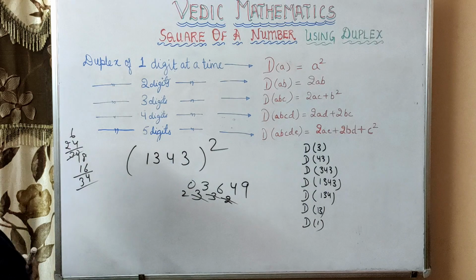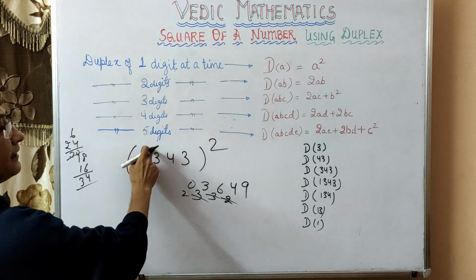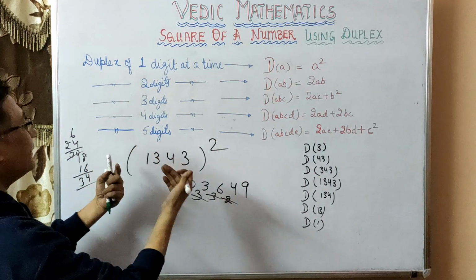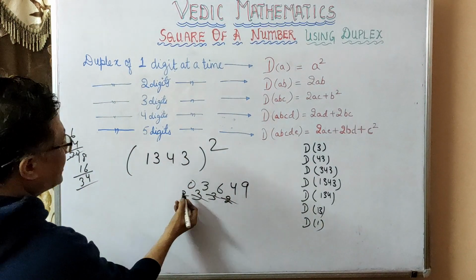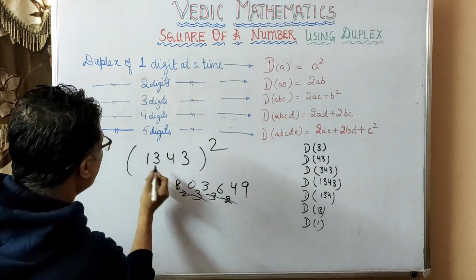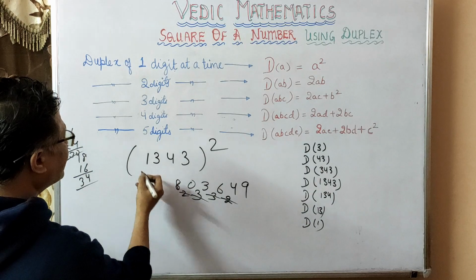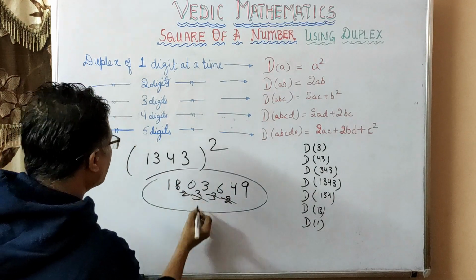Now duplex of 13. So 3 ones are 3 and you have to double it, that is 6. 6 plus 2 is 8. Now what happens is only 1 remains and 1 square is 1. So this is our answer.